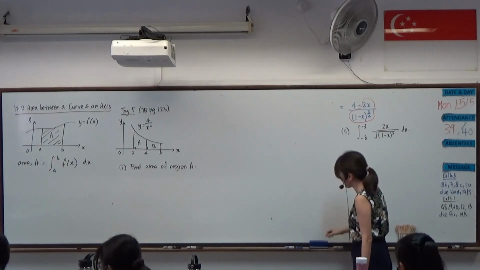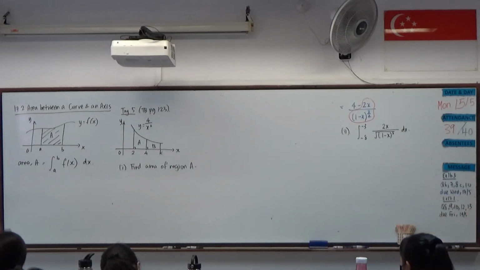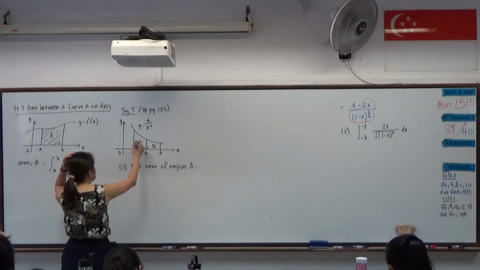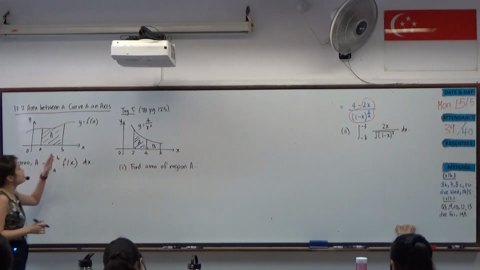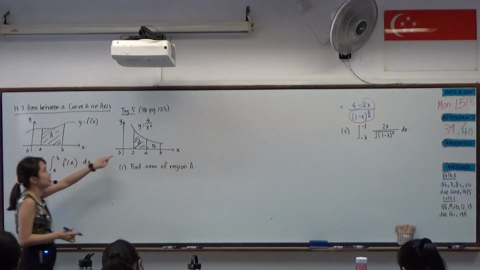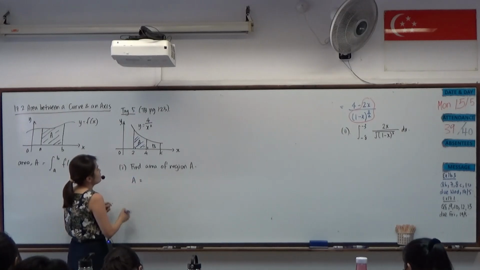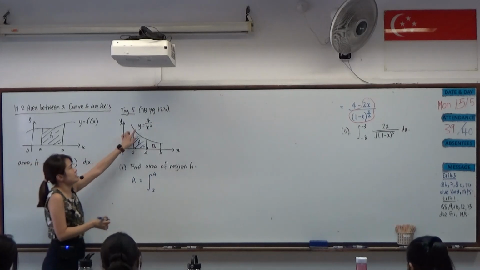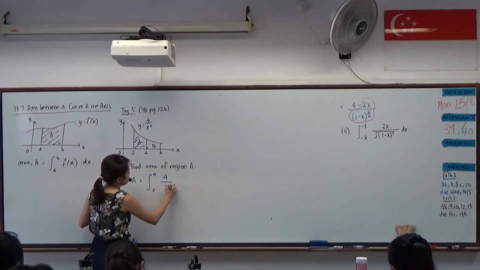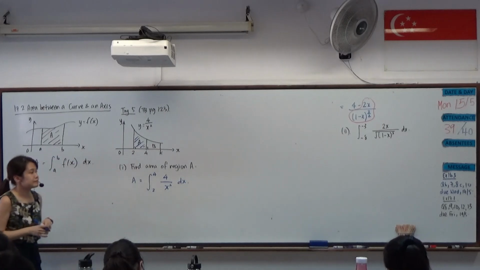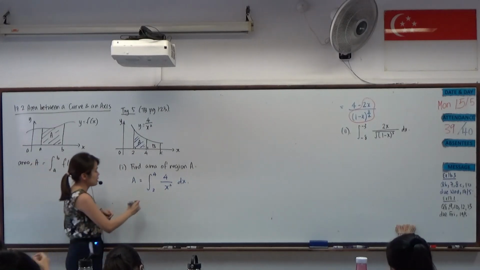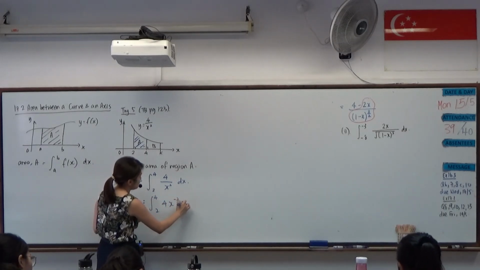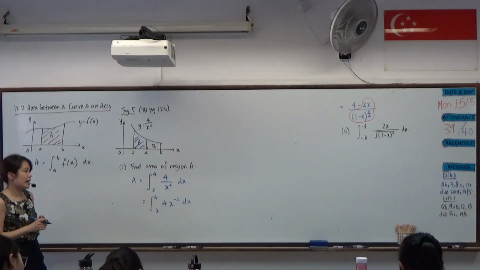You're given this diagram. We have the function y equals 4 over x squared, and we want to first find out what is the area of the region A. So applying this concept, to find the area of the region A, we will have to integrate from 2 to 4 the function 4 over x squared with respect to x. In other words, we are looking at integrating 4x to the power negative 2 with respect to x.